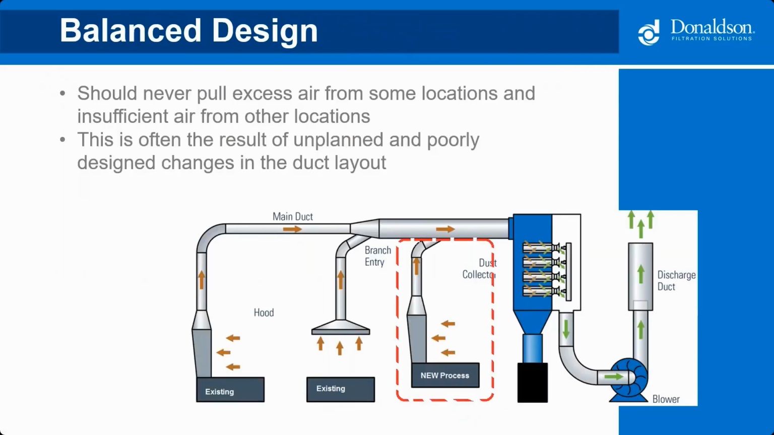So we'll touch on balanced design. Having a balanced system is one of the most important aspects to effective dust collection. It ensures that you're pulling the right amount of air from each hood. And in order to do this, the energy needs for each leg of a system at a junction should be the same.